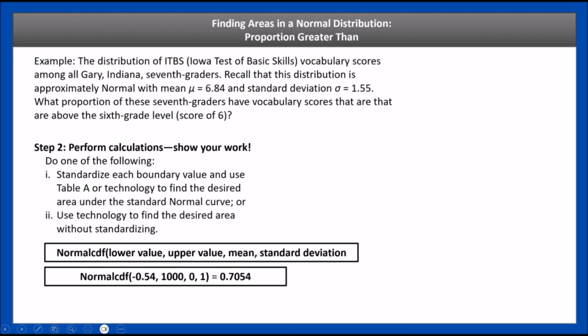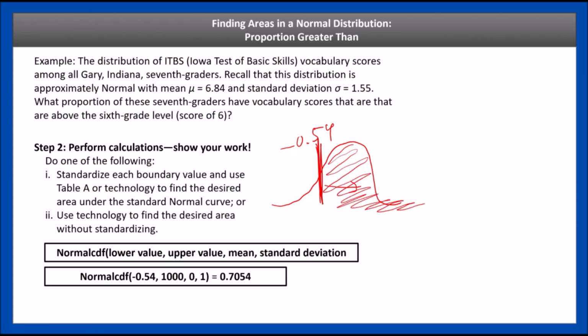All right, so now if I use the normal CDF function, of course, our lower value is now negative 0.54. This is our lower value, and we're shading to the right of that, right? So we're going from negative 0.54 all the way up to infinity. And of course, can we really get it to infinity? The answer is no, because that's not a number. So we type in 1,000 or something like that, a number that's big enough that it should be more than enough. And so we get the same type of result.